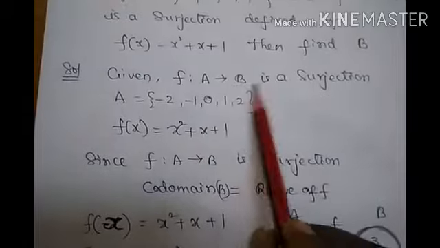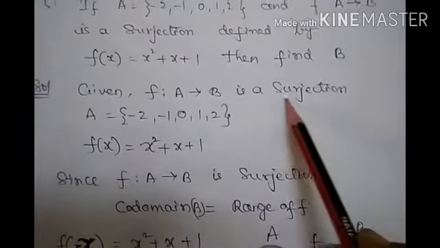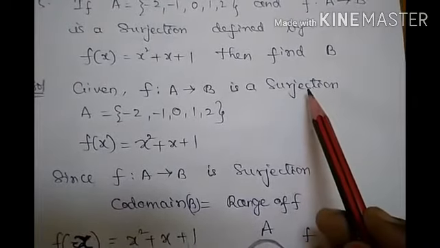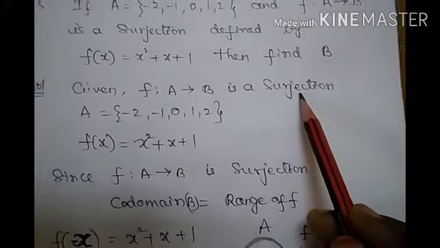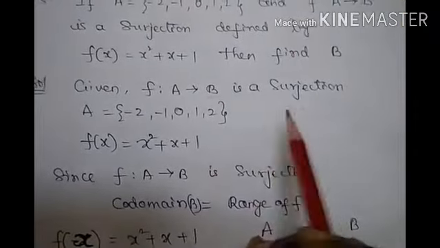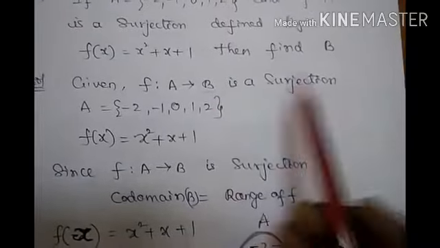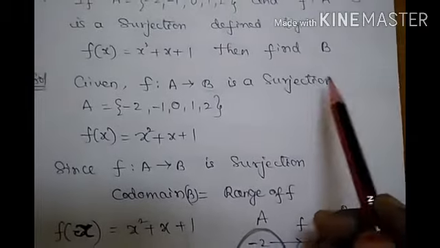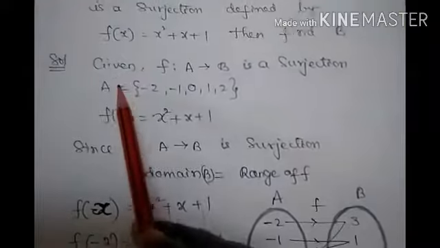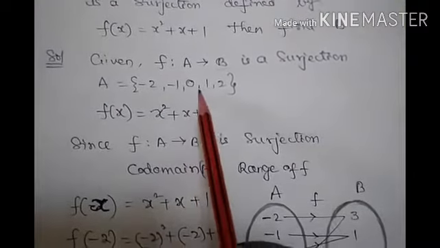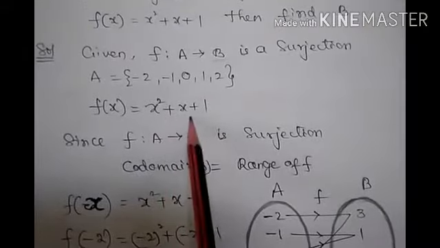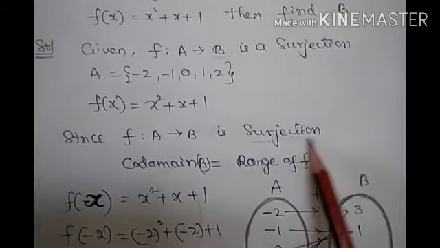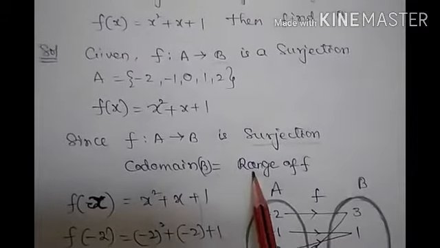Given f from a to b is a surjection. What is surjection? Already you know what is surjection. If a function f from a to b is said to be surjection, then codomain is equal to range of f. If any function is said to be surjection, then range of that function is equal to codomain. Given information: a equal to minus 2, minus 1, 0, 1, 2 and f of x is equal to x square plus x plus 1. Since f from a to b is a surjection, by the definition of surjection, what you can write? Codomain is equal to range of f.